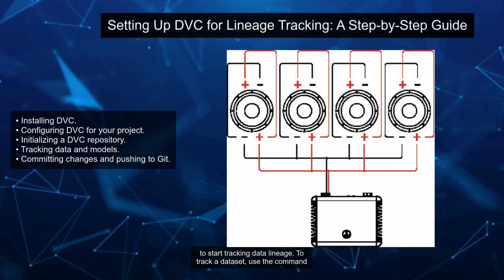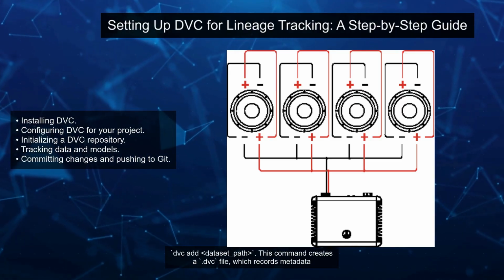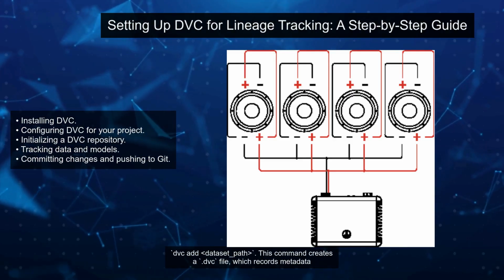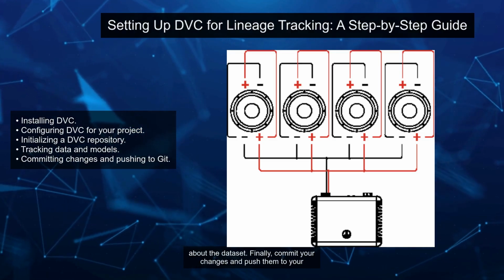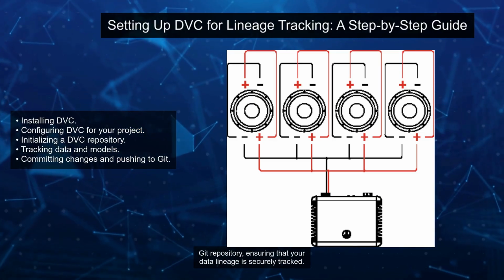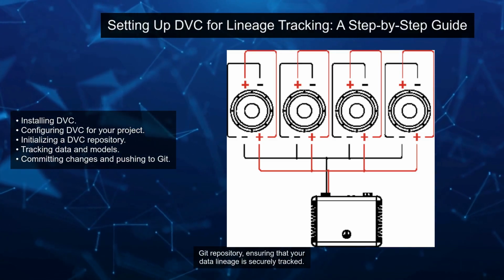To track a dataset, use the command dvc add dataset_path. This command creates a .dvc file, which records metadata about the dataset. Finally, commit your changes and push them to your Git repository, ensuring that your data lineage is securely tracked.